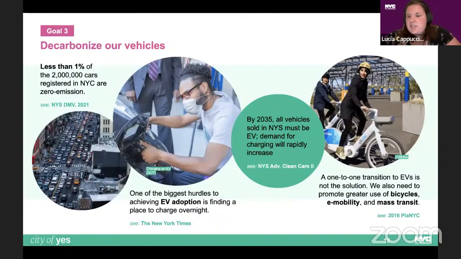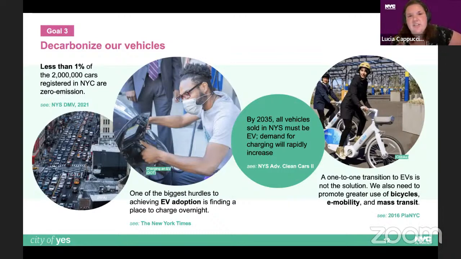The third goal that zoning is seeking to support is decarbonizing private vehicles. There are currently 2 million private vehicles registered in New York City, and less than 1% of those vehicles are zero emission. By 2035, New York State has indicated that all new vehicles sold in the state will need to be zero emission. This will obviously be a long-term transition, but we would like to help owners make that switch to electric cars.